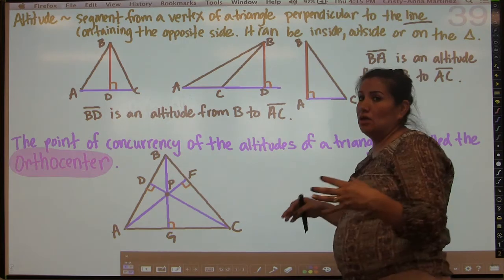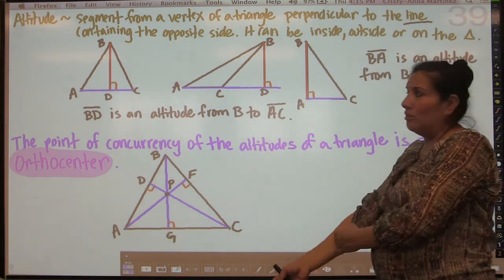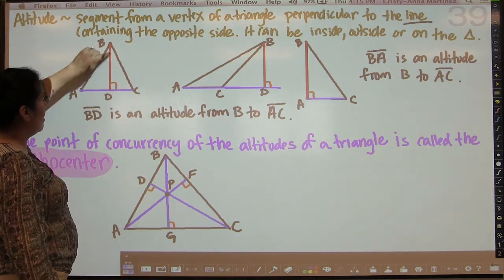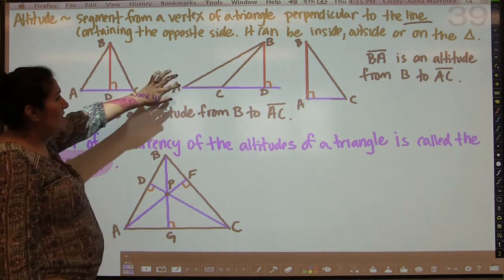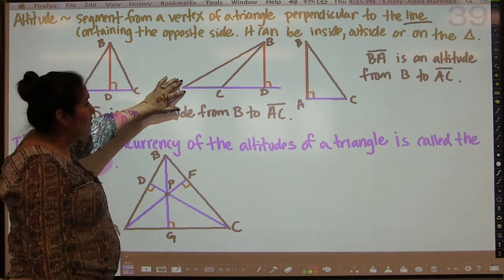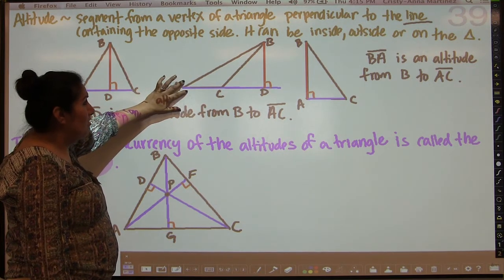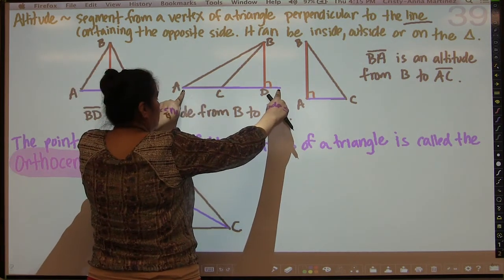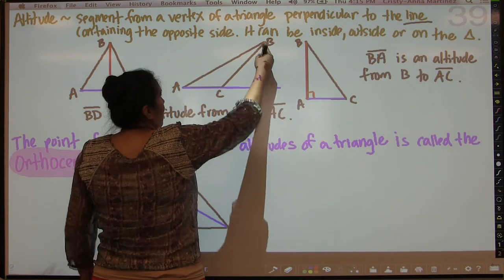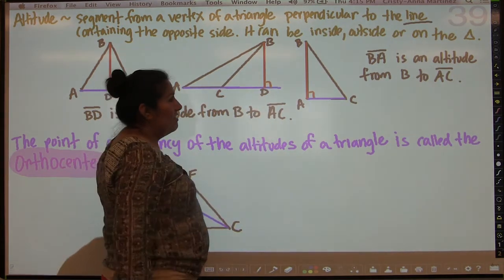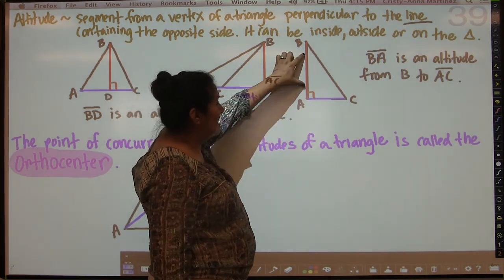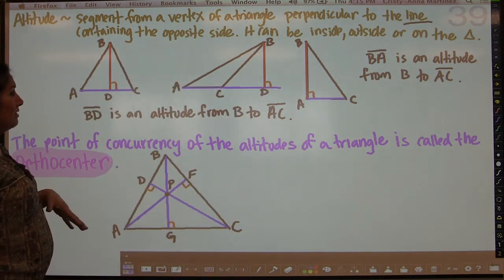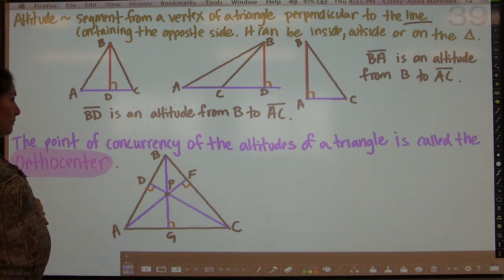So I know what you're thinking. The altitude is basically the height of the triangle. And so in this case, the height is inside the triangle because it's acute. But in this case, you have an obtuse triangle. And if I try to find the altitude of this triangle, I actually have to extend the side AC so that I can actually find that height. And then of course if you have a right triangle, then the height is actually on top of one of the legs of the triangle. So just so that you're aware, the altitude could be inside, outside, or on the triangle.